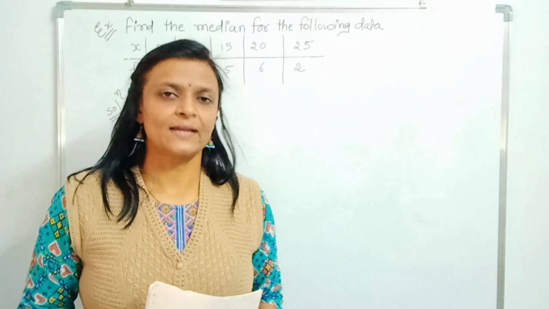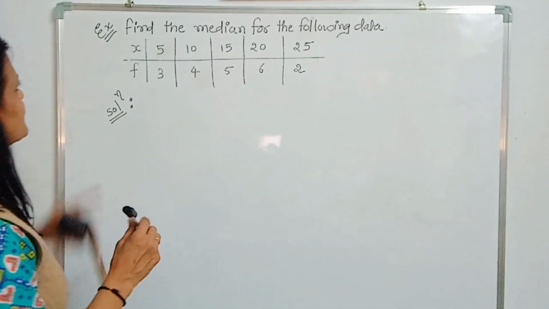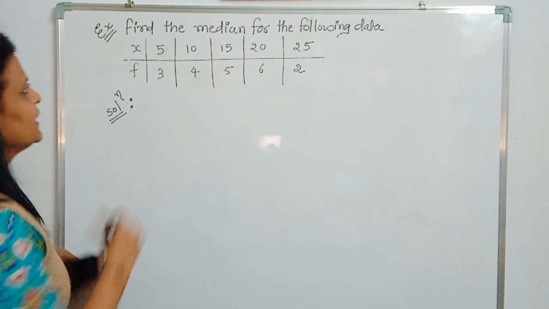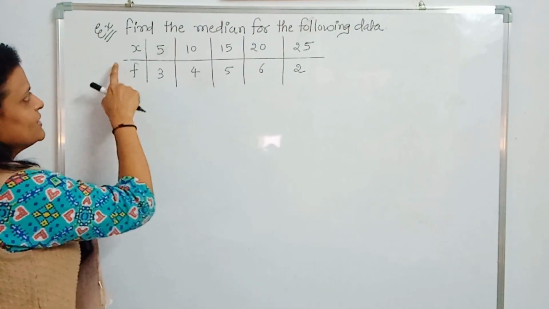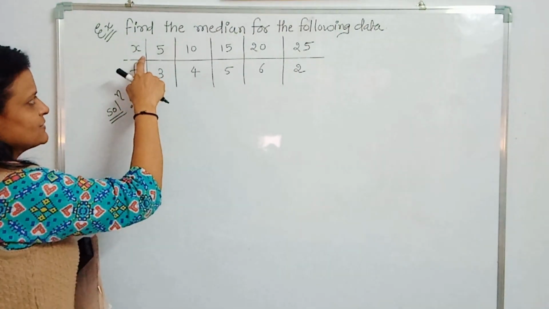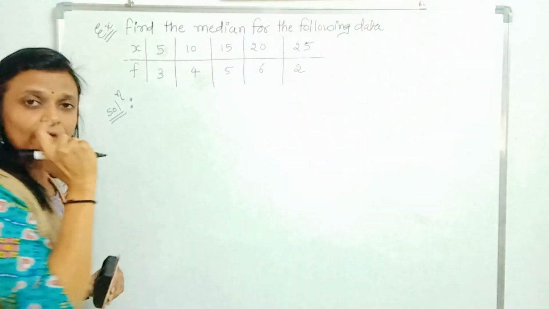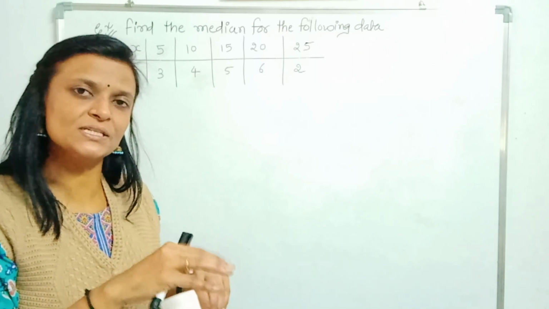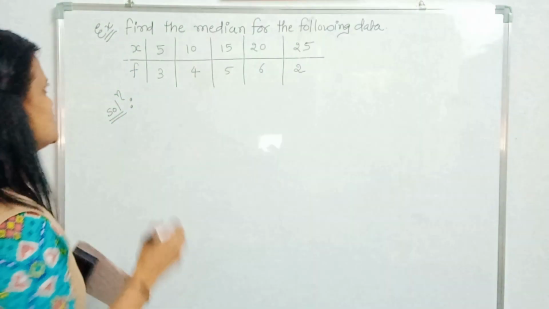Now let us take another example of group data to find out the median. The data is: find the median for the following data. Here data is given in form of table. In this table various values of x with the corresponding values of frequency are given. Now procedure to find out median here will be different than the procedure which we had followed in case of ungrouped data. So let us check the procedure.